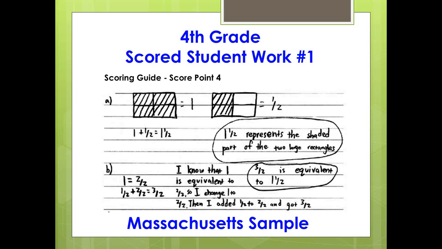On Part B, the student had to write a fraction equivalent to the fraction from Part A. The student gave a little work on the side, where 1 is equal to 2/2, and then 1/2 plus 2/2 is 3/2. Their explanation is that 3/2 is equivalent to 1 1/2. They said, I know that 1 is equivalent to 2/2, so I changed 1 to 2/2. Then I added 1/2 to 2/2 and got 3/2.